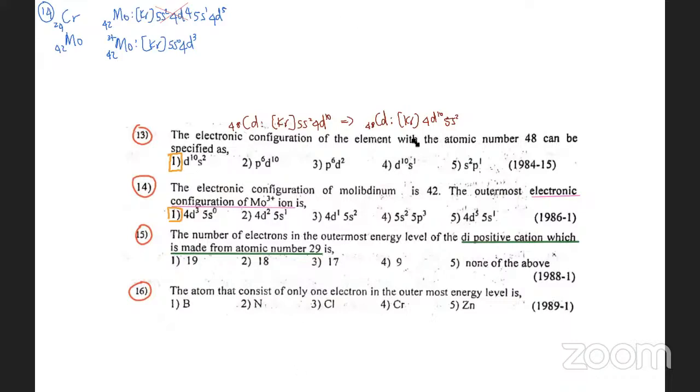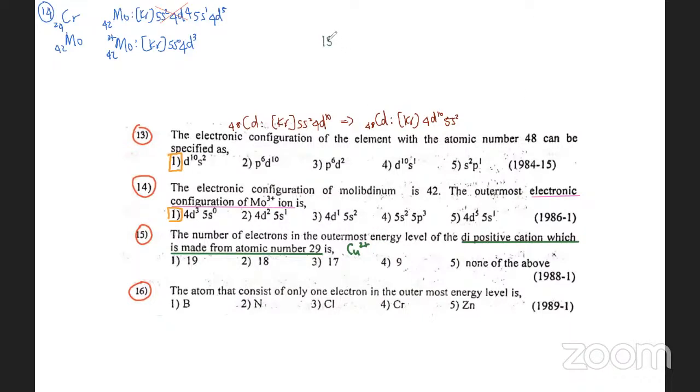Oh, very good. It is copper 2+. It is going to be copper 2+, people. So, the number of electrons in the outermost shell. Now, you have to be very careful. Let's write the electronic configuration of copper 2+.